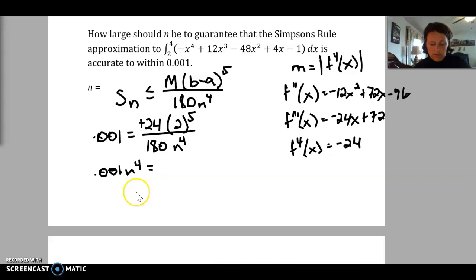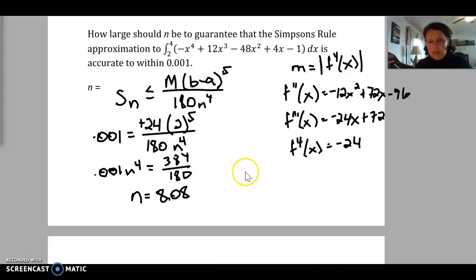And then on the right-hand side, we have 384 over 180. Then we can determine what that is. Divide both sides by 0.001. Take the 4th root of both sides, and we end up with n equals 8.08.